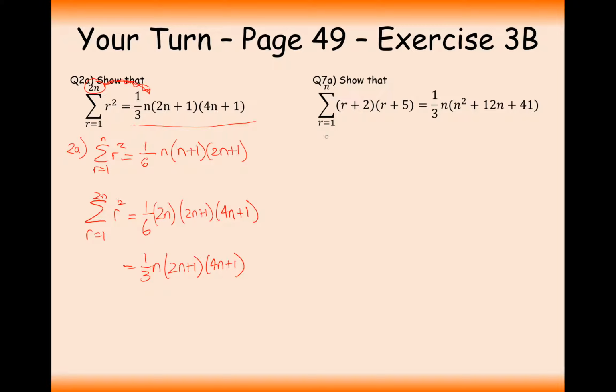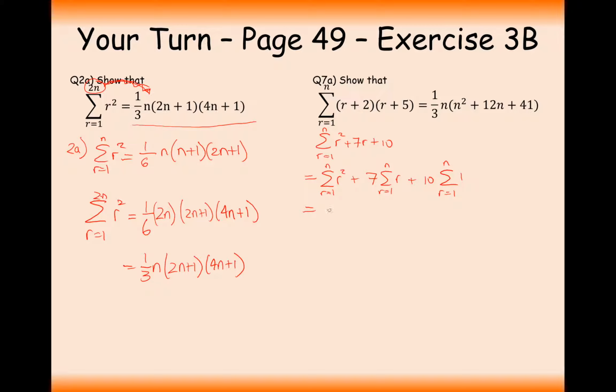The second question here is a little bit more tricky. The first thing I would do on this one here, and I'd always recommend it, is to expand the brackets. R squared plus 7r plus 10. So now we're going to summate this series here, and the first thing I would do next is to split them up into separate series. So I've got the series for r squared, the series for the summation from 1 up to n of r, and then 10 summating lots of 1's up together.